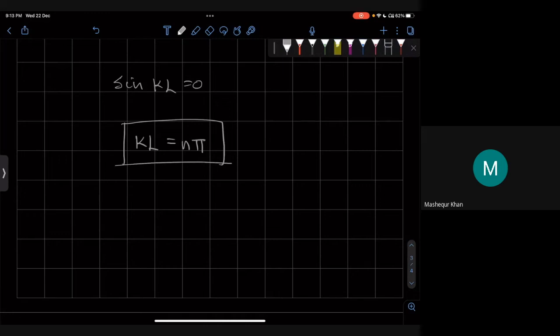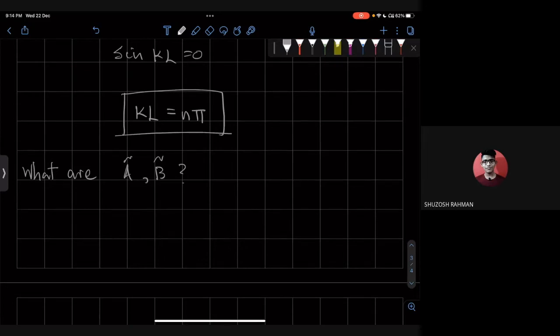So before we do this, let's look at A prime, A tilde and B tilde. So what are A tilde and B tilde? Do you have any questions so far? No, sir. Okay, so what are A tilde and B tilde? It's very easy to solve because we now know the values of KL now.